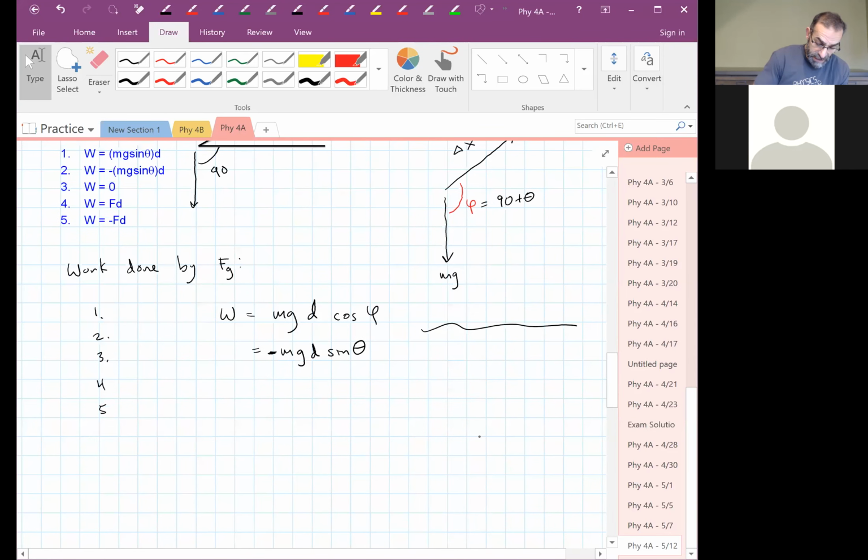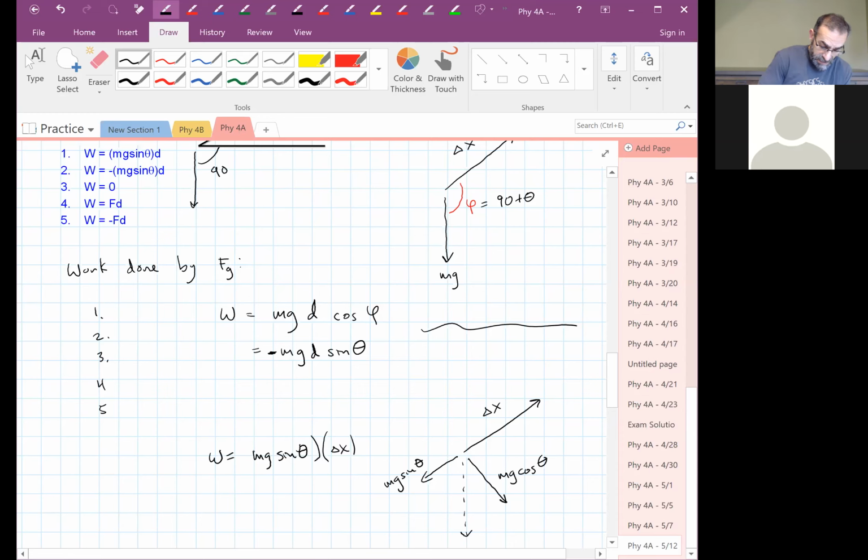The other way to look at it is to say our displacement is this way. Our force of gravity is this, but we're going to break that up into an mg cos theta and an mg sine theta. And then what do I get? I get the work done is mg sine theta times delta x times the cosine of the angle you get. I need another symbol now. What am I going to use? How about beta? Where beta is the angle you get when you put these two together, right?